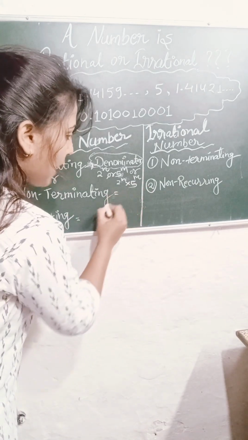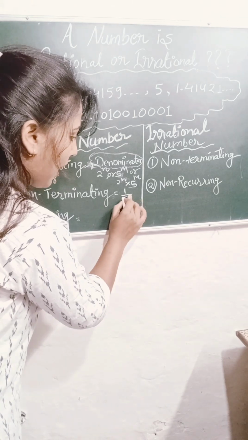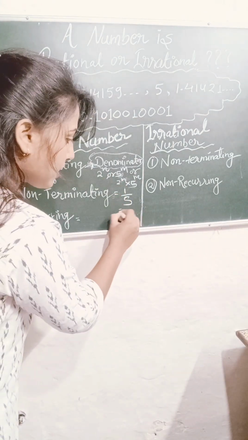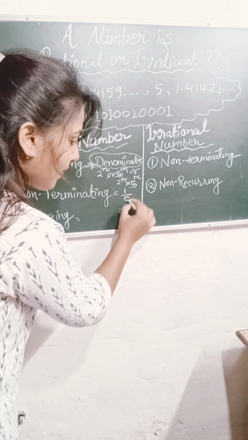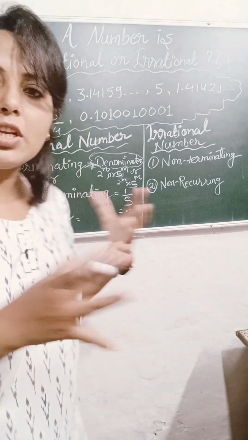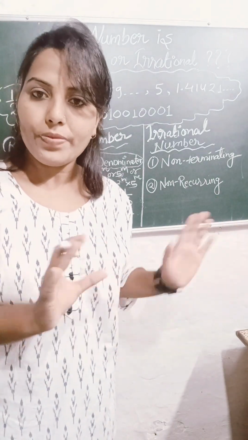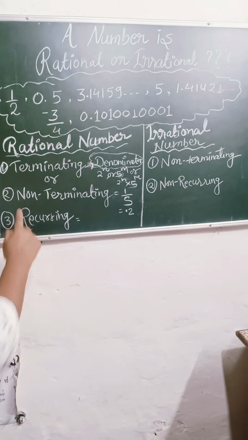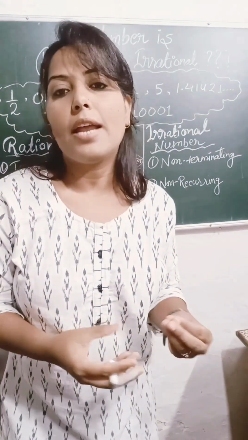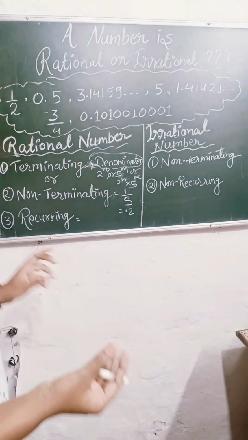Let's check an example. Like if I have a number 1 by 5, we can terminate this number. You can write it as 0.2. There is no remainder, so this is terminating. Now the second one is non-terminating. In a rational number it can be terminating or it can be non-terminating. The next condition is recurring.